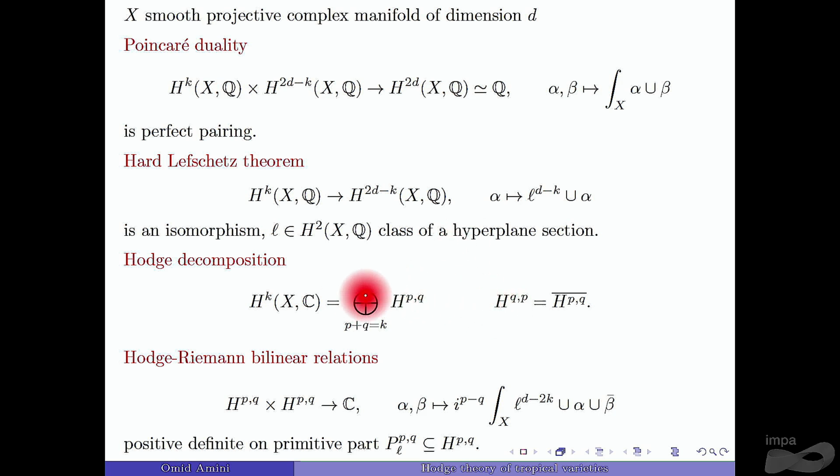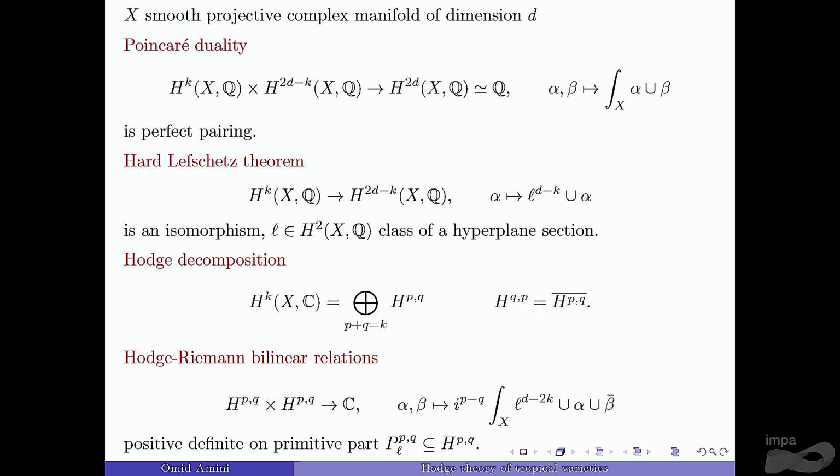You get the Hodge decomposition. If you work with C coefficients, then the kth cohomology of X decomposes further into a direct sum of bigraded vector spaces. Since H^k of X with C coefficients is the tensor product of H^k of X with Q coefficients with C, you have a complex conjugation which acts here. And this complex conjugation induces a symmetry between the (p,q) part of this decomposition and the (q,p) part. So this is called Hodge symmetry.